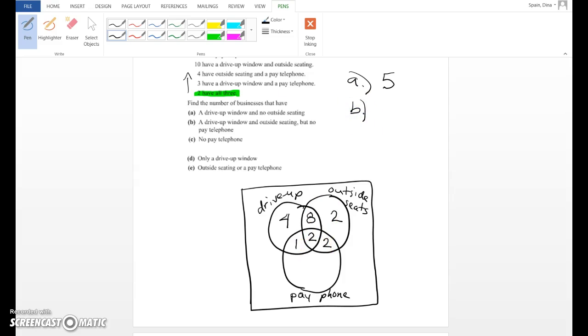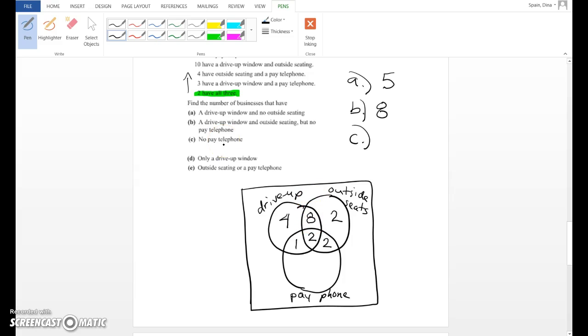Here's Part B. I'm going to stop this video at 15 minutes or at 13:15. Part B, a drive-up window and outside seating, but no payphone. A drive-up window and outside seating. That's the 8 and the 2. That's the intersection of the 2. Those 10 elements right here. But no pay telephone. These 2 have a pay telephone, so the 8 do not. Those 10 elements inside this region both have drive-up window and outside seating. These 2 have a pay telephone, but those 8 do not.